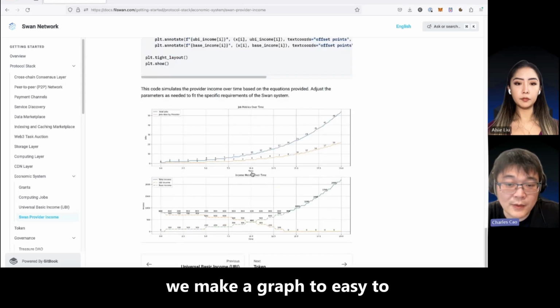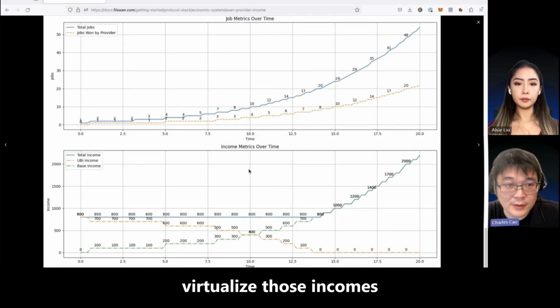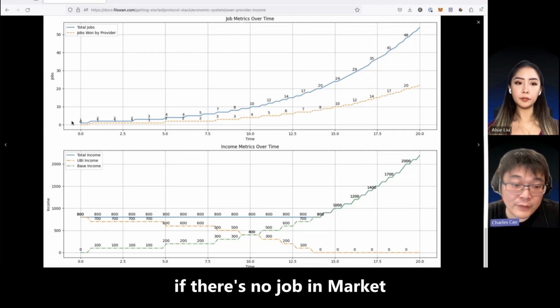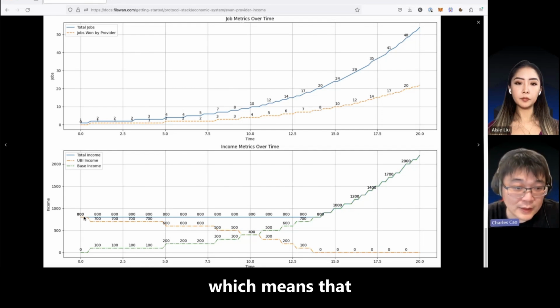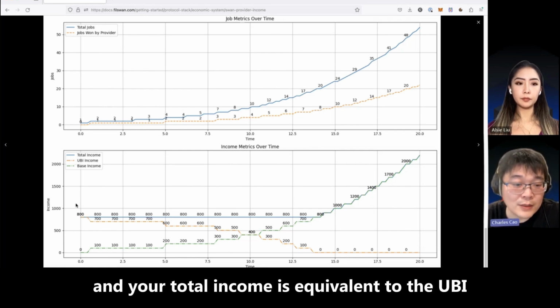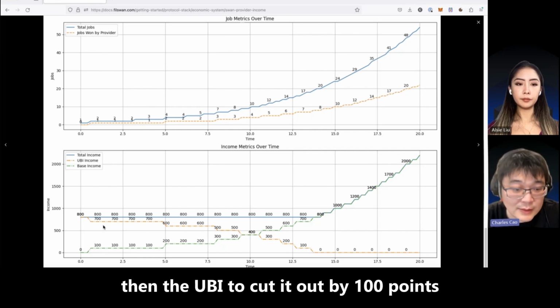And we made a graph to make it easy to visualize those incomes. So in the beginning of the system, if there's no job in the market, you get the UBI reward, which means that in the beginning all your income may come from UBI, and your total income is equivalent to the UBI. After a while, you get 100 points from the market. Then the UBI is deducted by 100 points.